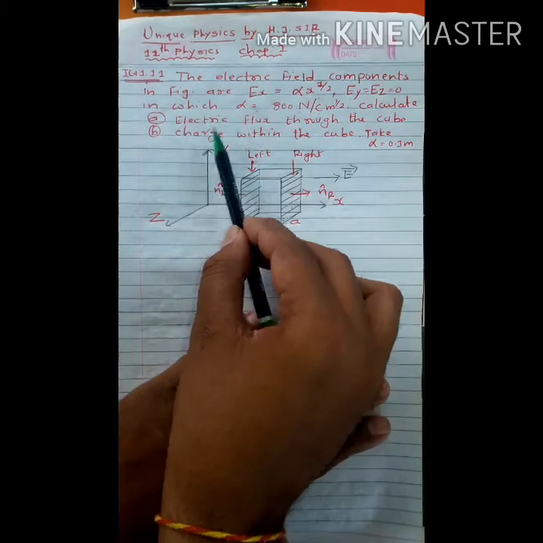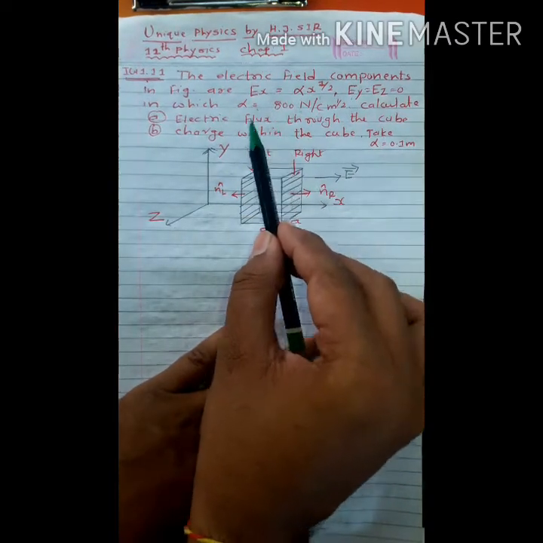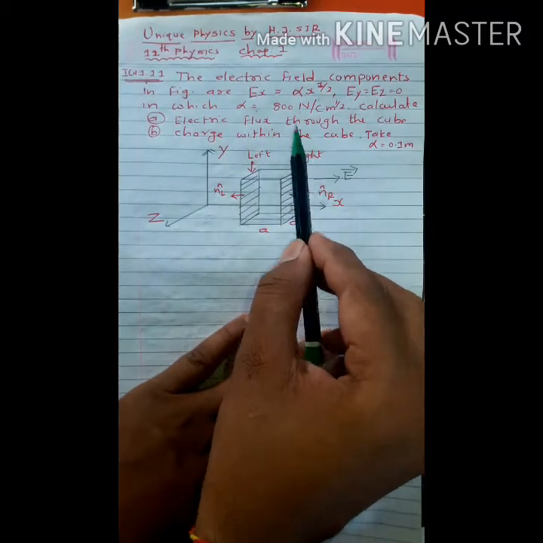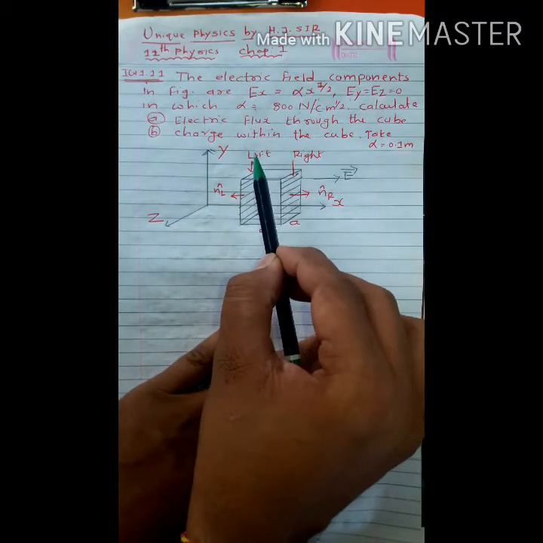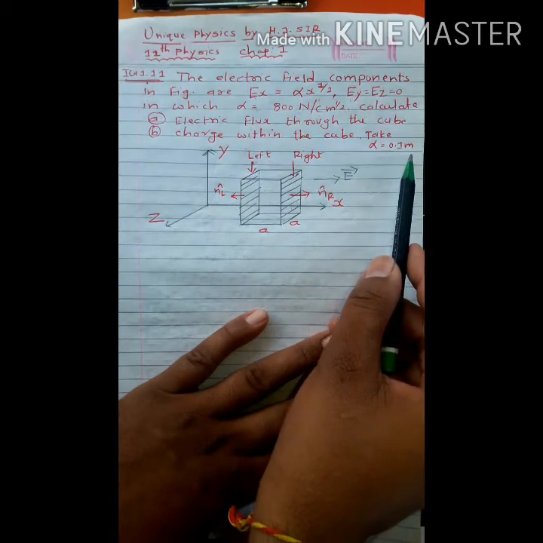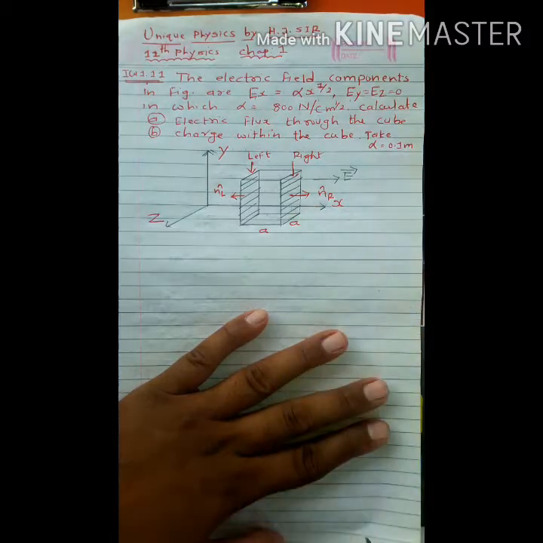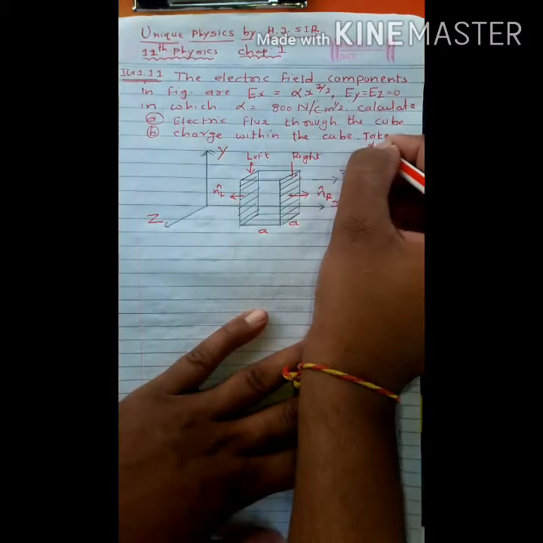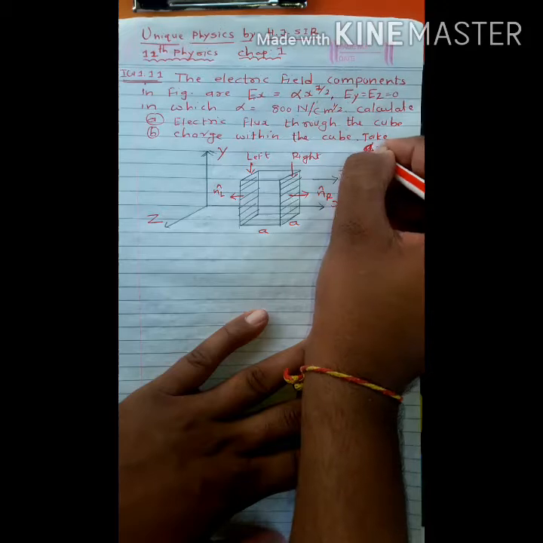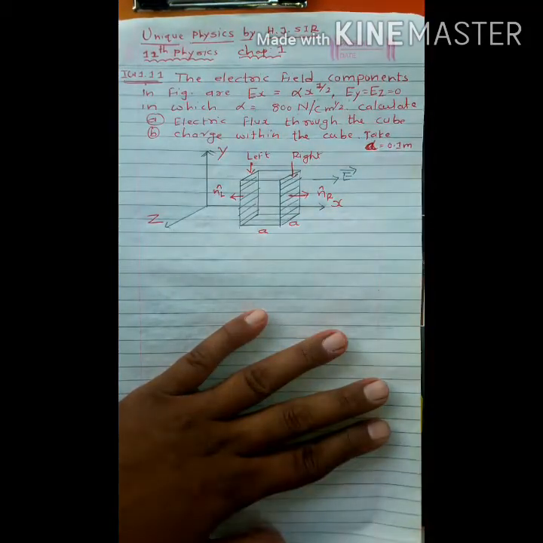And number 2, the charge within the cube. Once we find the value of electric flux, then using Gauss law we can easily find the value of charge. And take a equal to 0.1 meter. So the length of the side of this cube is 0.1 meter.